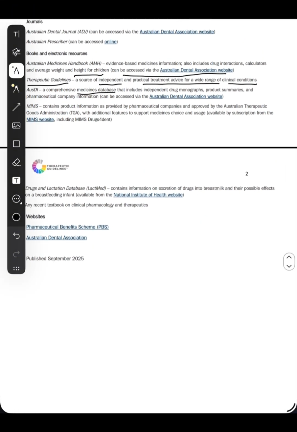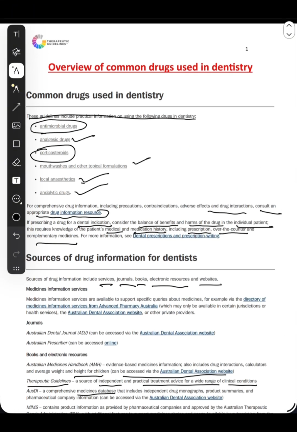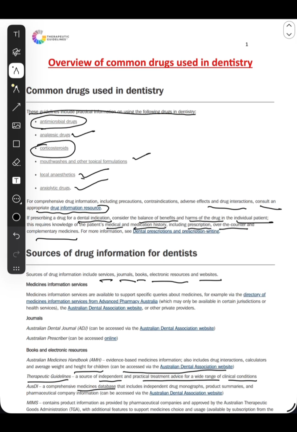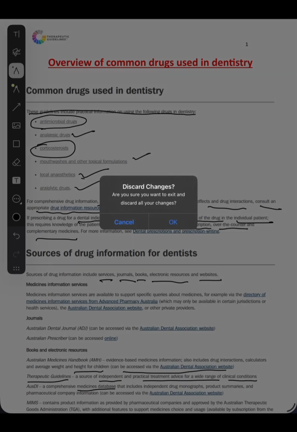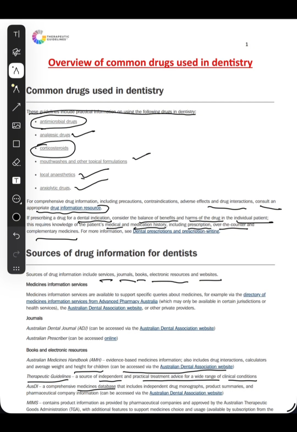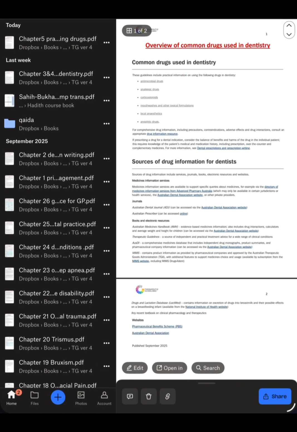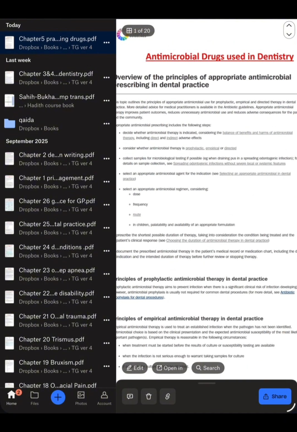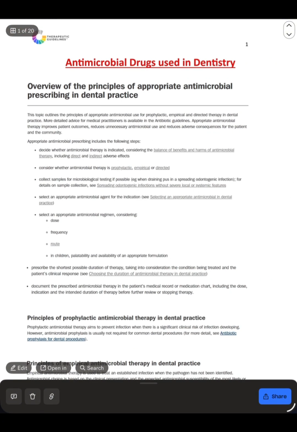So these 2 pages conclude our 2 chapters, which are chapter number 3 and 4 of the revised TG, which is showing online. Now let's go to chapter number 5 of Therapeutic Guidelines. It is antimicrobial drugs used in dentistry.